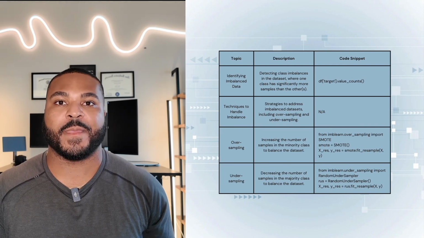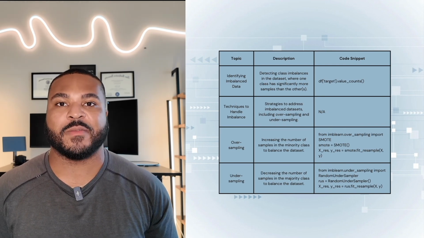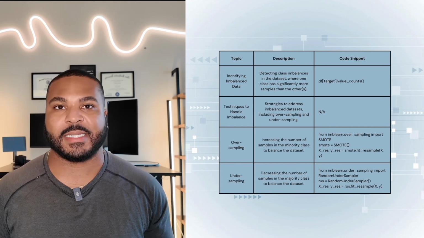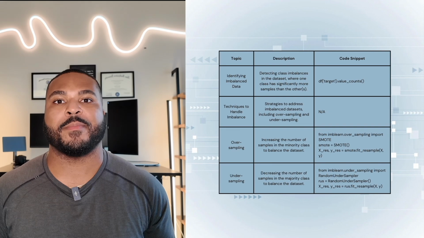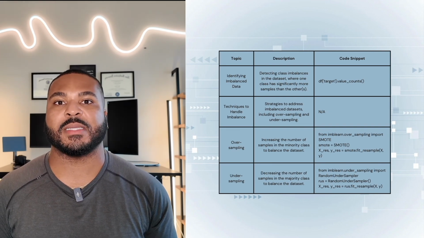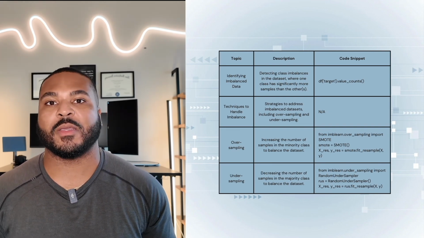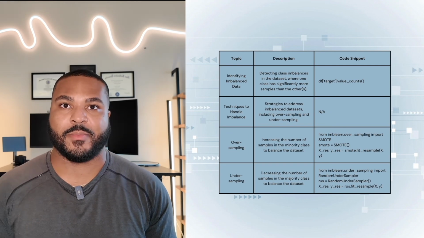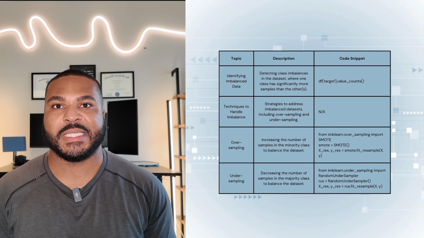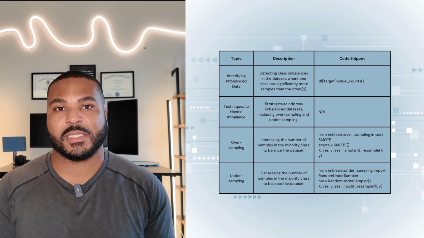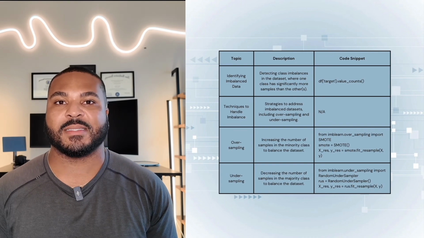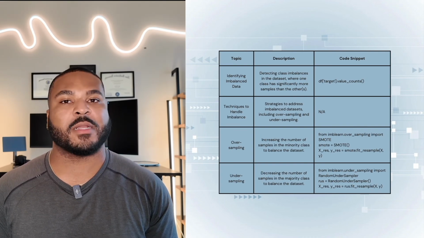The next one is undersampling, which involves decreasing the number of samples in the majority class to balance the data set. This can help create a more balanced data set by reducing the number of samples in the overrepresented class. The RandomUnderSampler from the imbalanced-learn library can be used to randomly remove samples from the majority class. This code applies random undersampling to the feature matrix X and the target vector y, generating a new balanced data set.